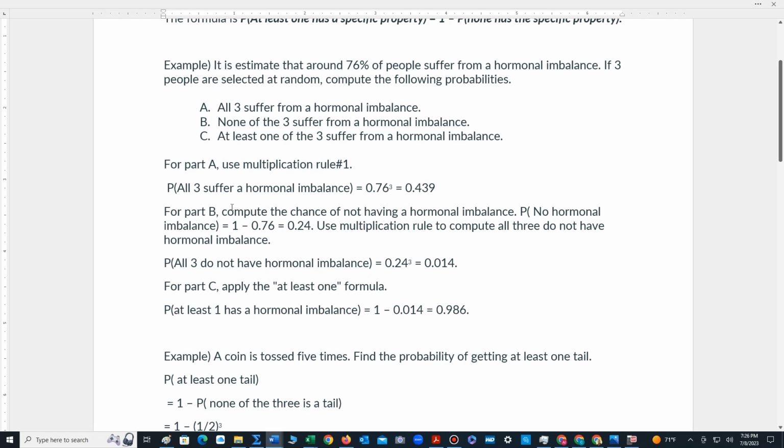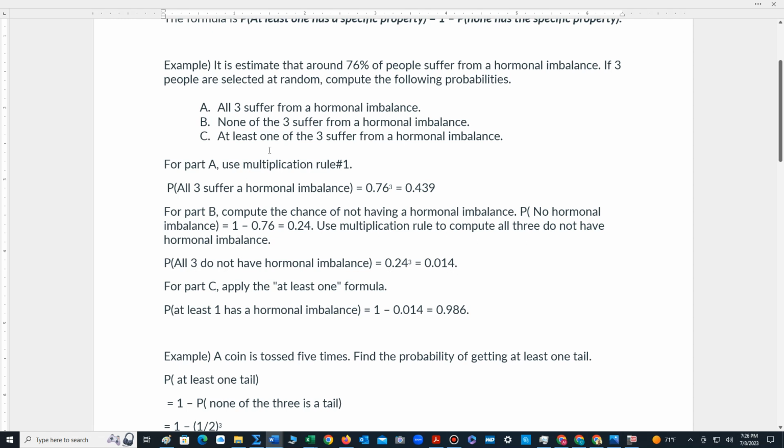Now for part B, we first have to compute the chance of not having a hormonal imbalance. So the chance that someone does not have the imbalance is 1 minus 0.76, 0.24. And then we will use multiplication rule number 1 to compute the probability that all 3 do not have the hormonal imbalance. This is done by just taking 0.24, raising it to the 3rd power to get 0.014.